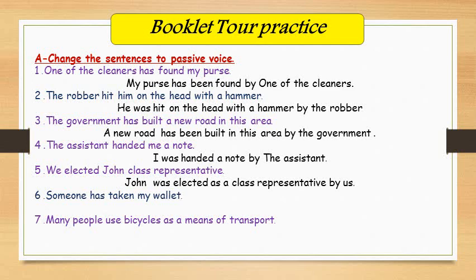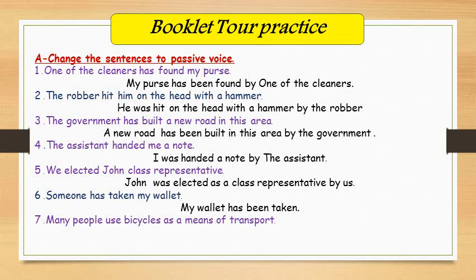Someone has taken my wallet. In the case of someone, no one, somebody, nobody, nothing, do not write by. Okay? Because the subject, the doer of the action, is unknown. Is mysterious. So do not write by. So here, what is the tense? Present perfect. Where is the object? My wallet. Singular or plural? Singular. Has been taken. So my wallet has been taken. I can't write by because I do not know the doer of the action. I do not know the subject.